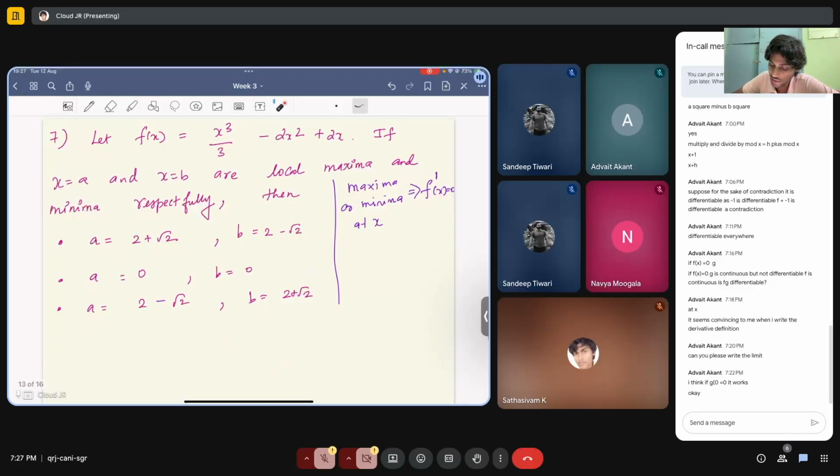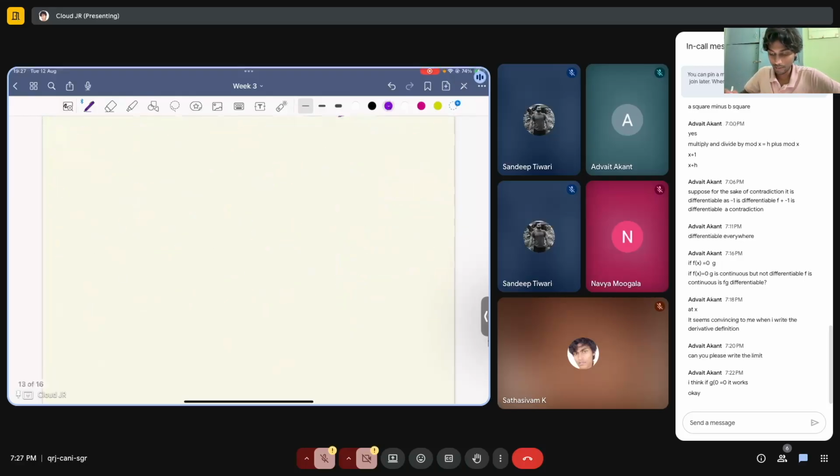Okay, and then you have two tests here. Either you use the first derivative test, or you use the second derivative test. Okay. So I think it is done in the class, but let me just recall it. So the first derivative test is the following.